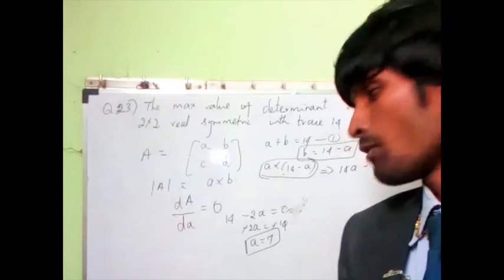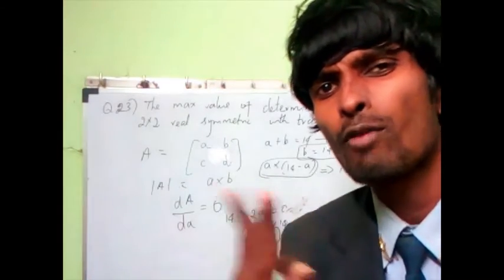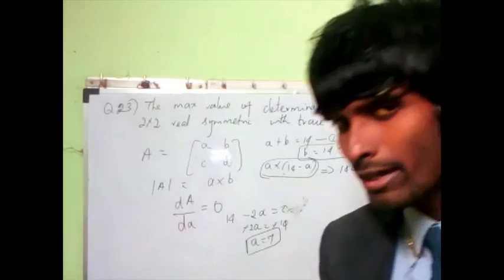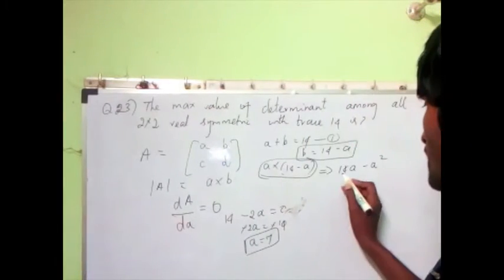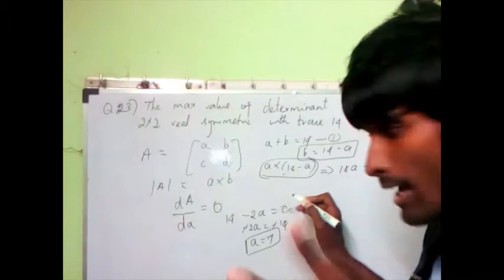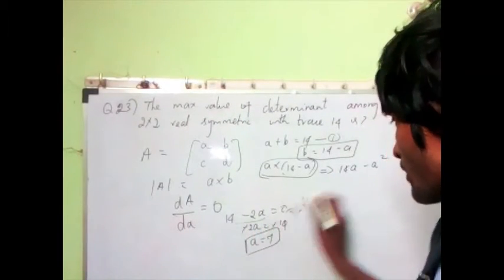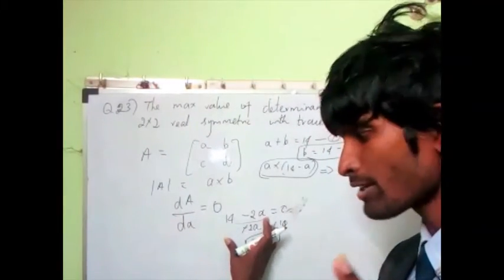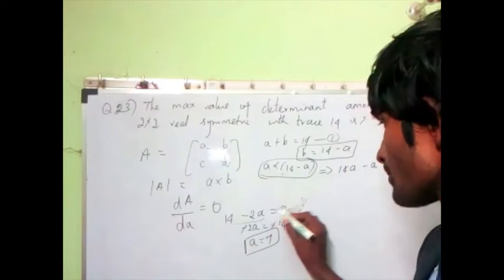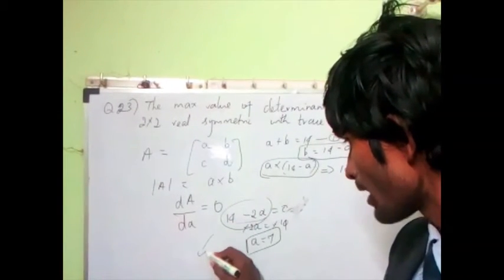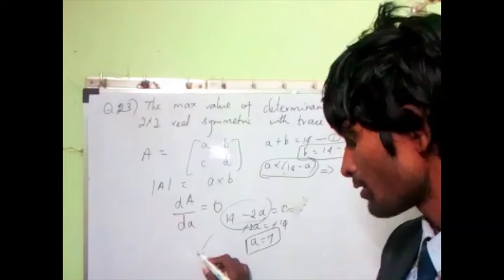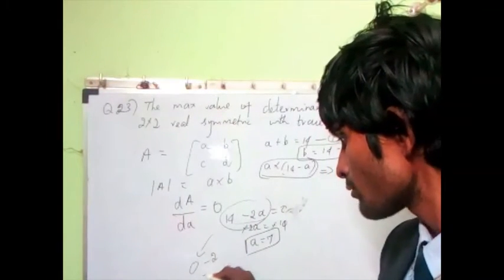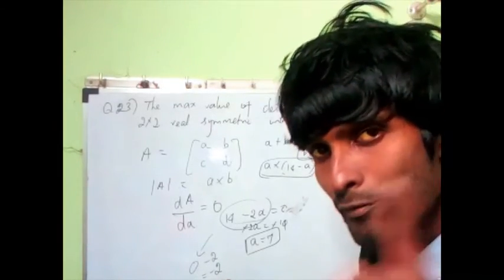Now we may go for one more differentiation, two times differentiation, that means the second derivative. After the first differentiation, you get 14 minus 2a. One more time you differentiate: the differentiation of 14 is 0, because the differentiation of a constant is 0, and the differentiation of minus 2a is minus 2. So the answer is minus 2.